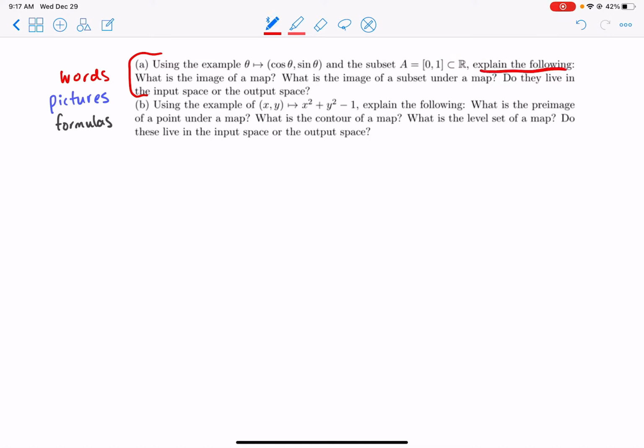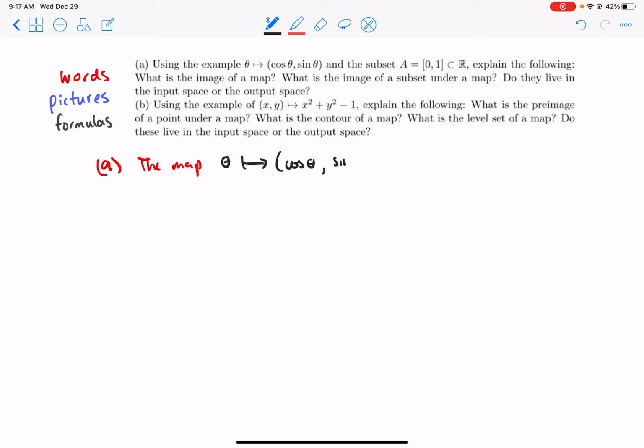Okay, so using that example, explain the following. What's the image of a map? What's the image of a subset under the map? And where do they live? Okay, so part A. So the map, let's use the example. So here's the formula for the map.